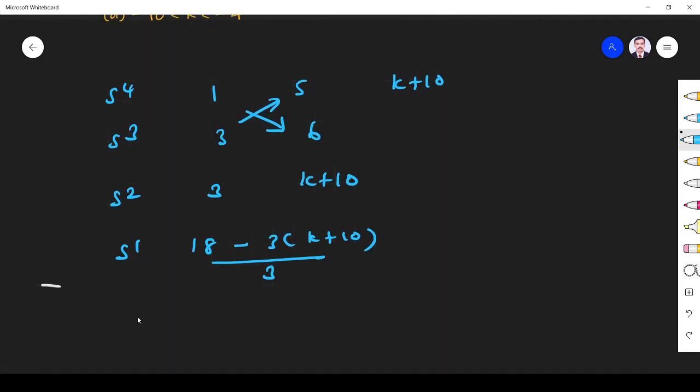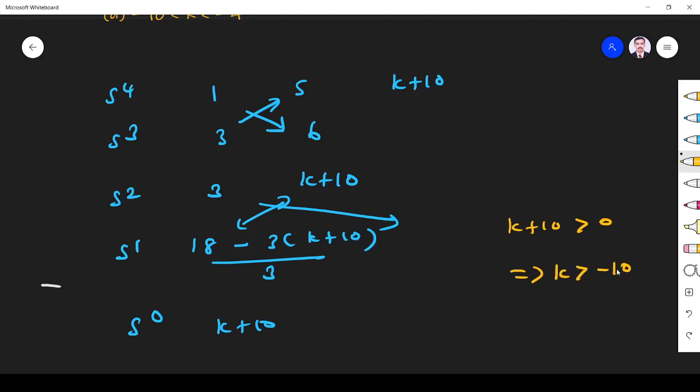Next, the s power 0 coefficient. What is the s power 0 coefficient? This is multiplied by this, divided by this factor. So what we get is k plus 10 only. So from this what we are understanding, if the system is to be stable, the first column should be positive. So this indicates k plus 10 should be greater than 0. This indicates k must be greater than minus 10. This is the first condition.